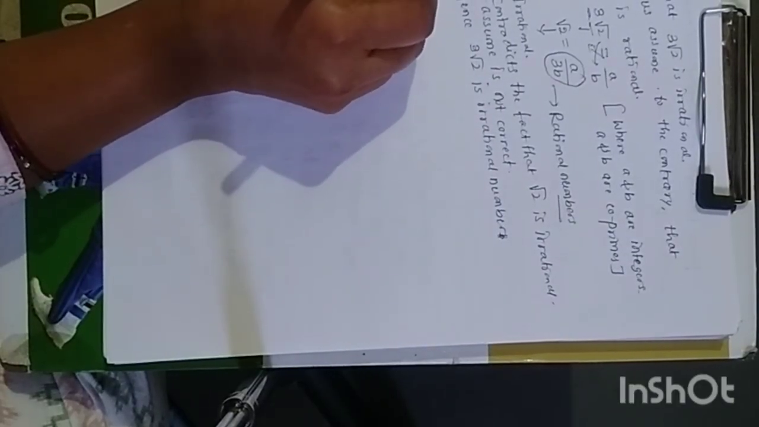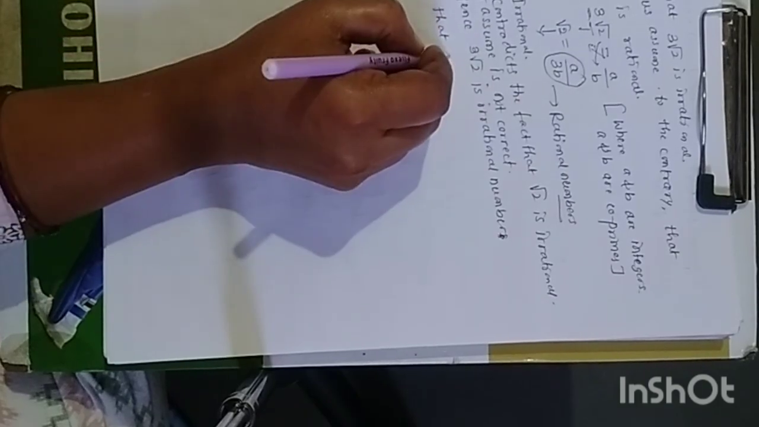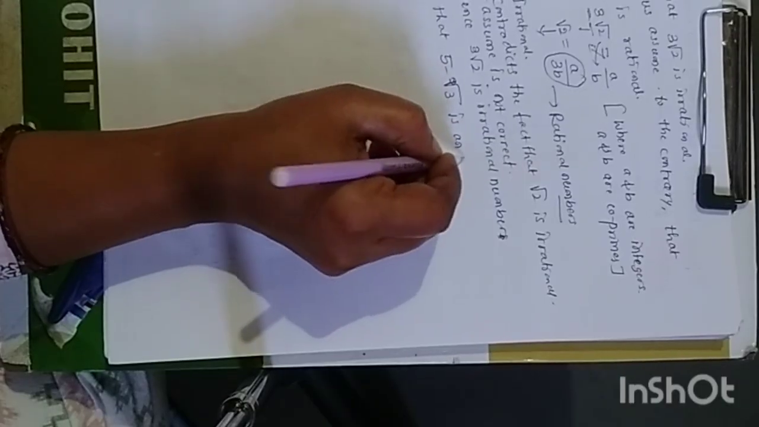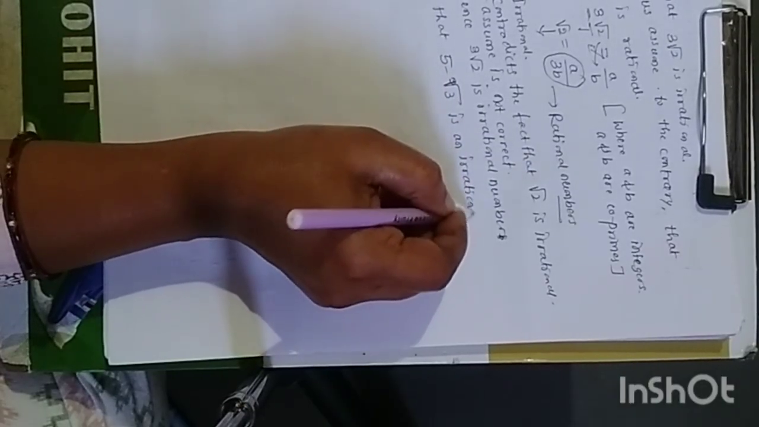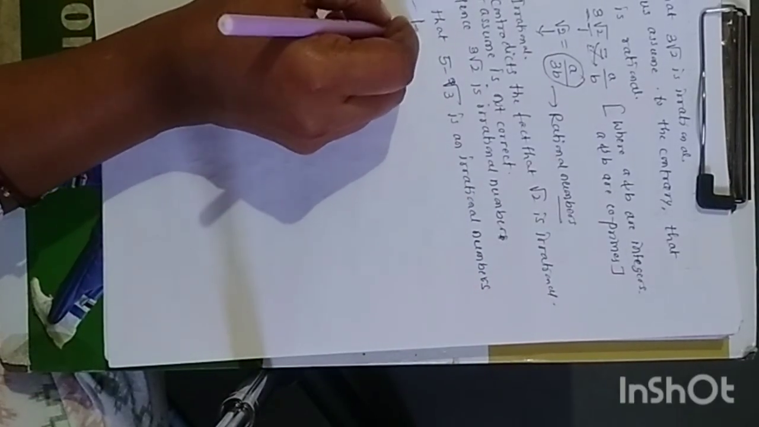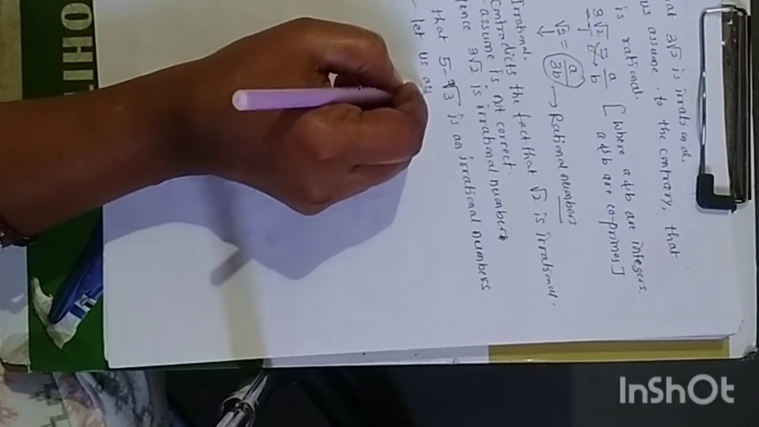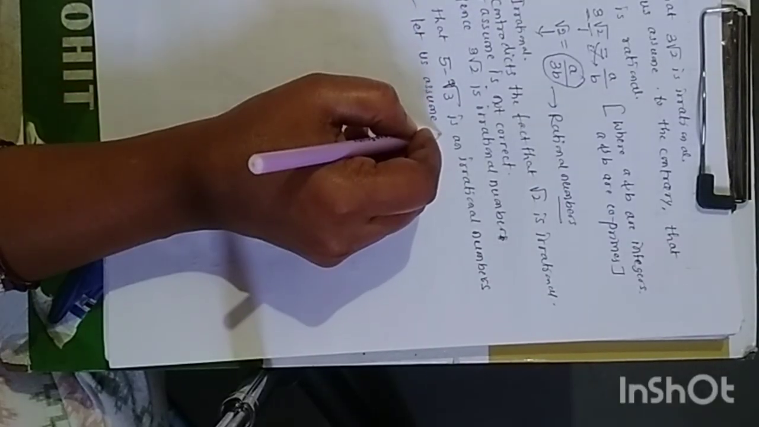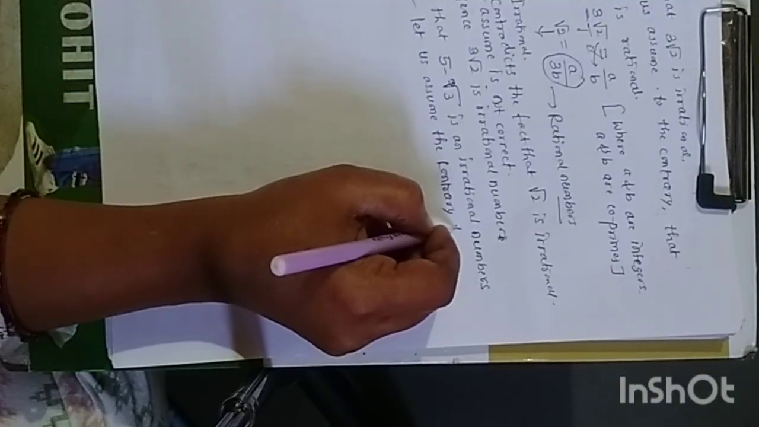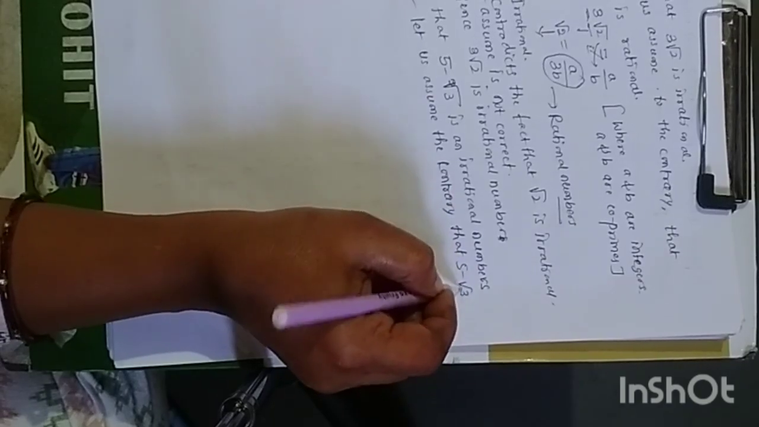Similarly, one more problem they have given here. Prove that 5 minus root 3 is an irrational number. Here also the same steps we can follow. First step is, let us assume to the contrary that 5 minus root 3 is rational.